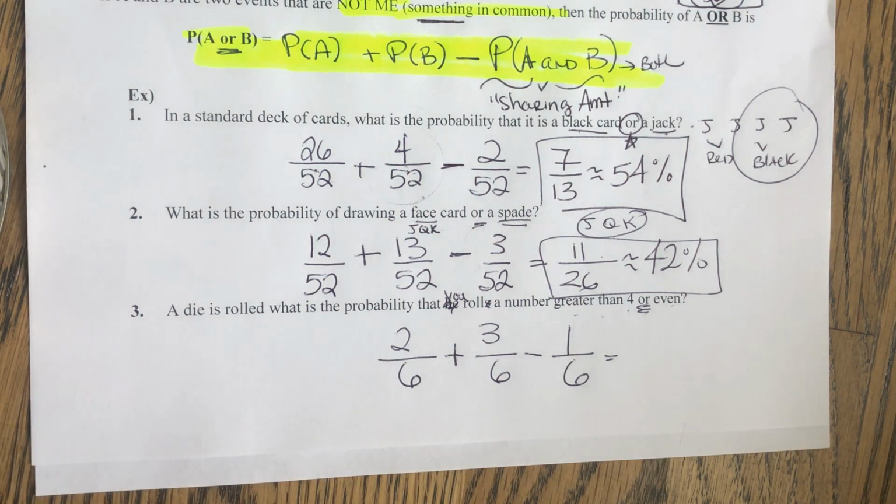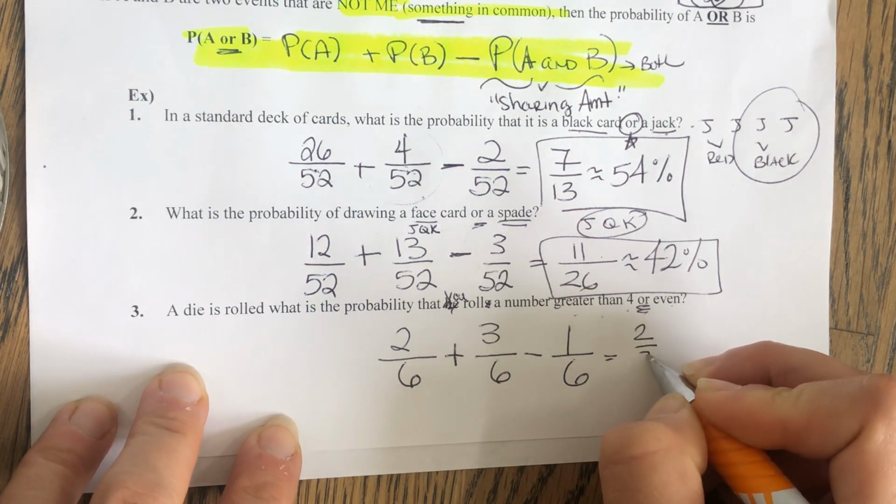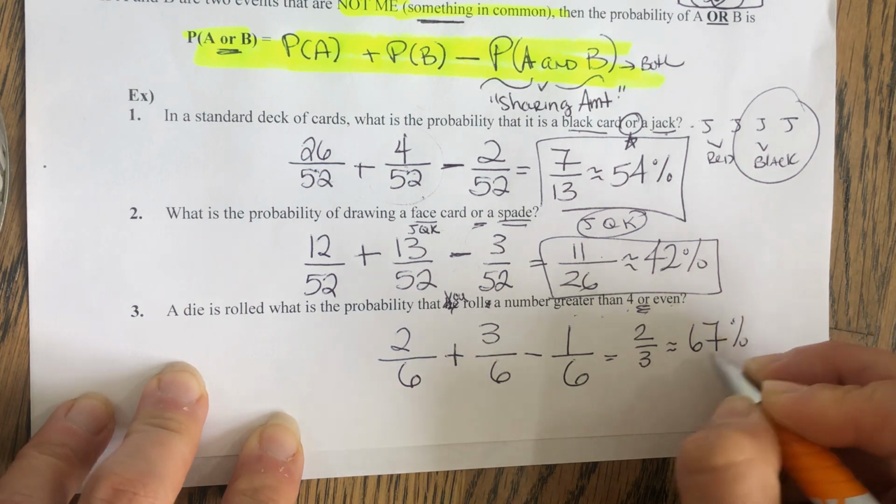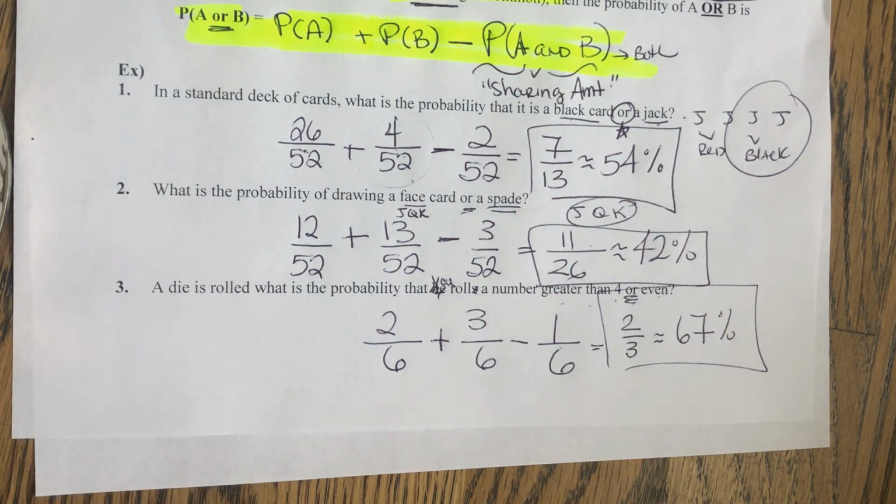All right, let's put this in our calculator. 2 plus 3 is 5. 5 minus 1 is 4. The total was 6, so 2/3, or about 67%. Pretty simple, I hope you guys think.